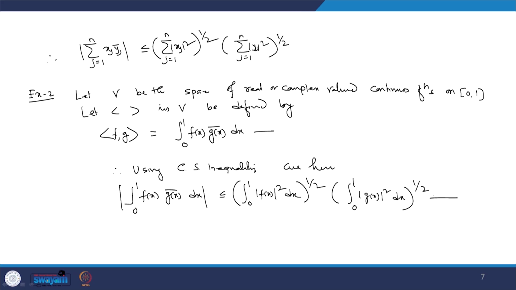So, we will discuss more problems in my next classes. I hope the concept of this inner product space and some properties in inner product space is clear. Now, let me introduce one more interesting terminology called orthogonal vectors.